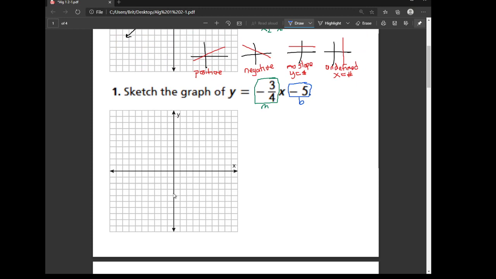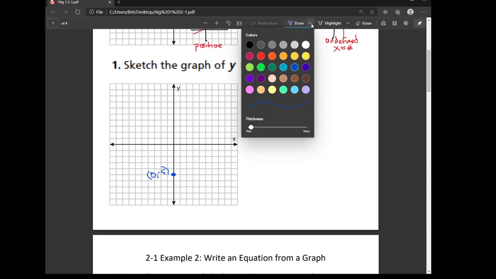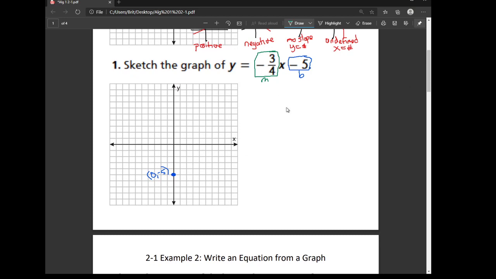So 1, 2, 3, 4, 5. And then let's go ahead and label that point. That's at 0, negative 5. So now that slope is a negative value, I know my line needs to go downhill like this. We just have to figure out exactly how much. So from this point, I'm going to fall by 3 and then I'm going to run by 4. And that gives me this green point right here.